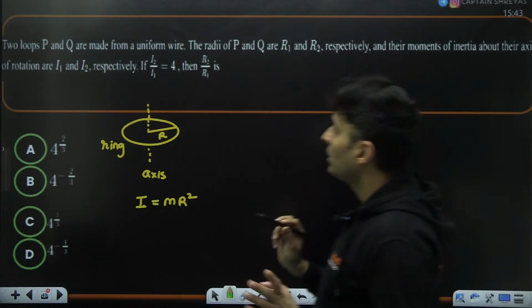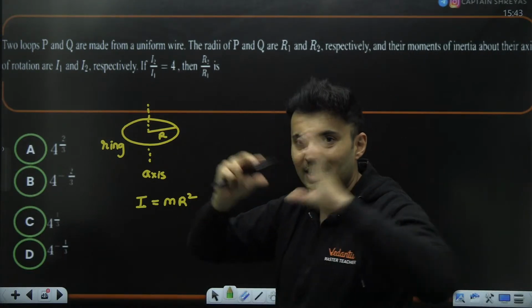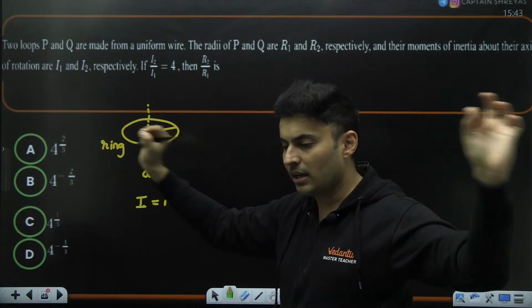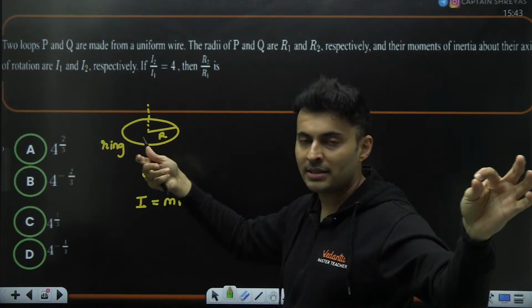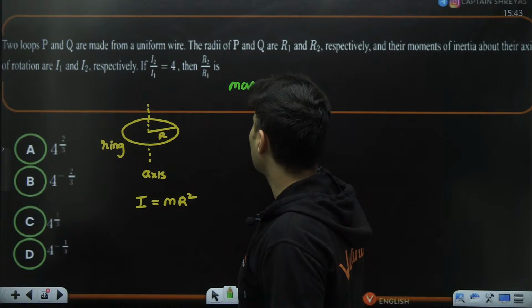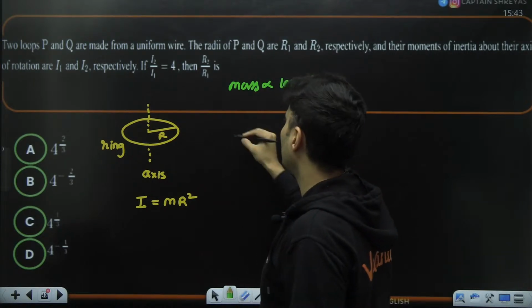Reason being, they have not told whether it is one loop or two loops. So I'm guessing the density of the material is the same. So if I take a longer wire, it will have more mass. So I think the masses will be different. Yep. So here the mass will be proportional to the length.